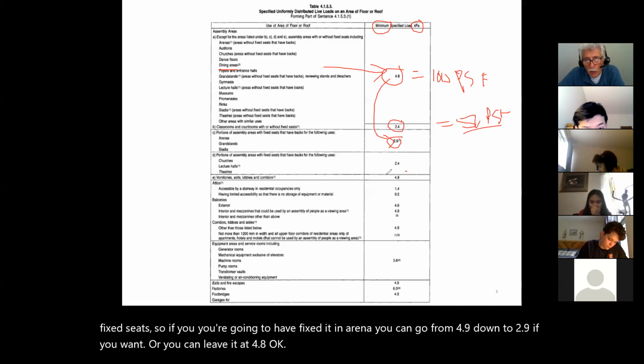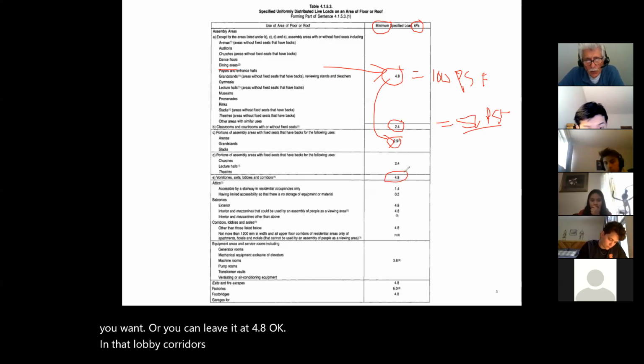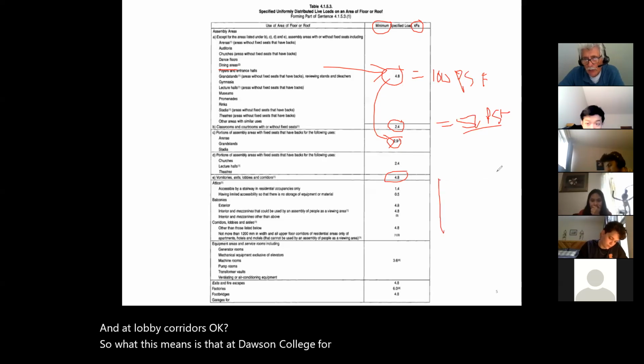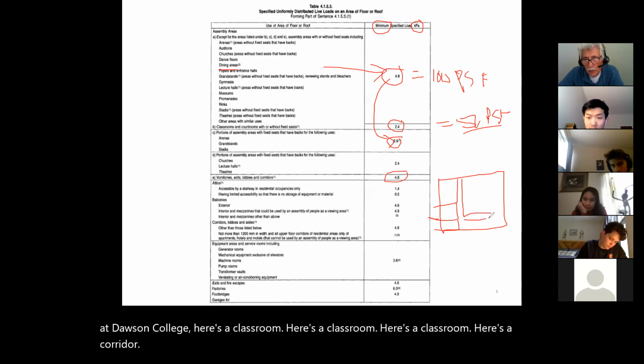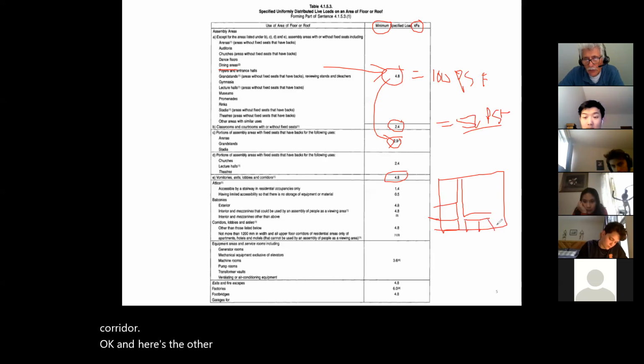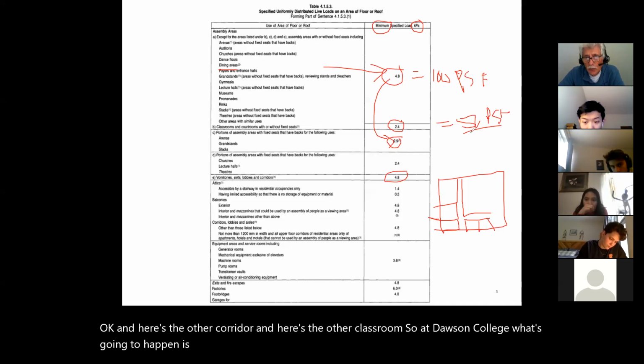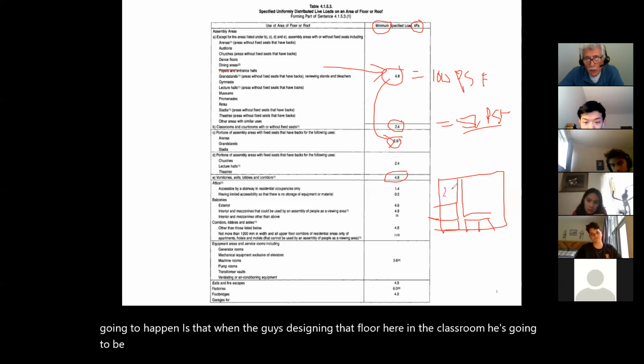And lobby corridors. So what this means is that at Dawson College, for example, here's the building. Here's a classroom, here's a classroom, here's a classroom, here's a corridor, and here's the other corridor, and here's the other classroom. So at Dawson College, when the guy's designing that floor, here in the classroom, he's going to be putting 2.4 kPa as the live load in the classroom.